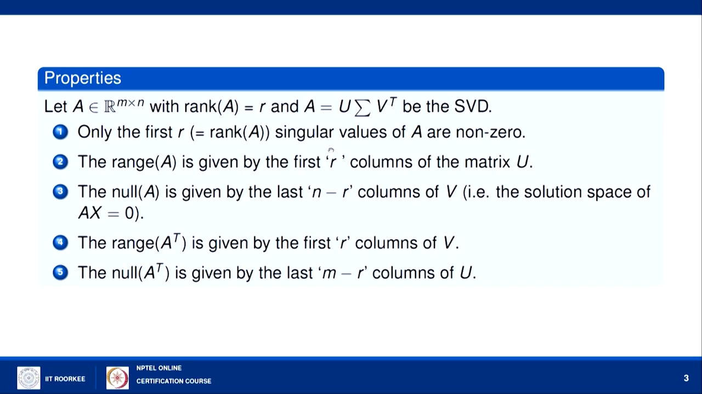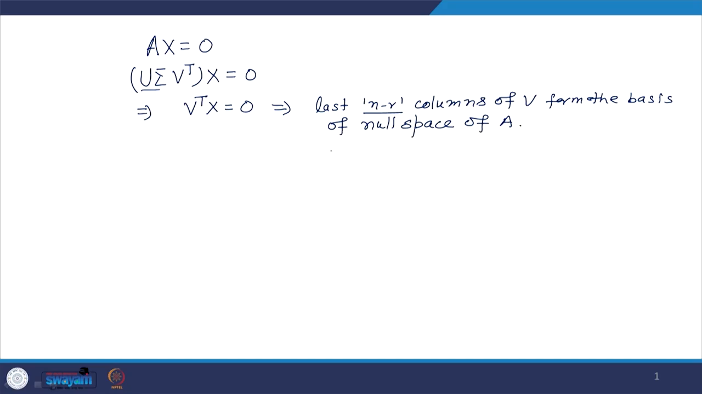Similarly, if you talk about the range space of A transpose, you can easily see A equals U sigma V transpose. So A transpose becomes the transpose of U sigma V transpose, that is V sigma transpose U transpose.